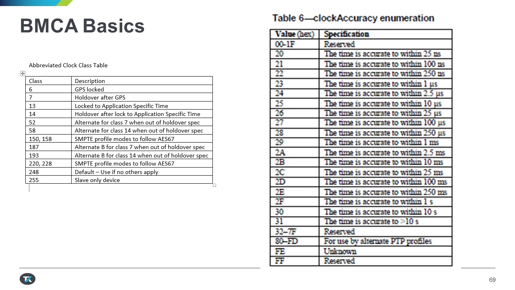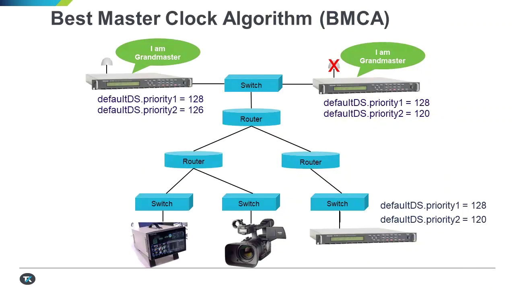So let's take a peek here. If I have two generators going into a switch, this one's priority one is 128, he's 128, his priority two is 120, his priority two is 126, and if they're both GPS locked to the same GPS and everything else is fine between them, who's my grandmaster? The guy on the right. His priority two is lower than his priority two.